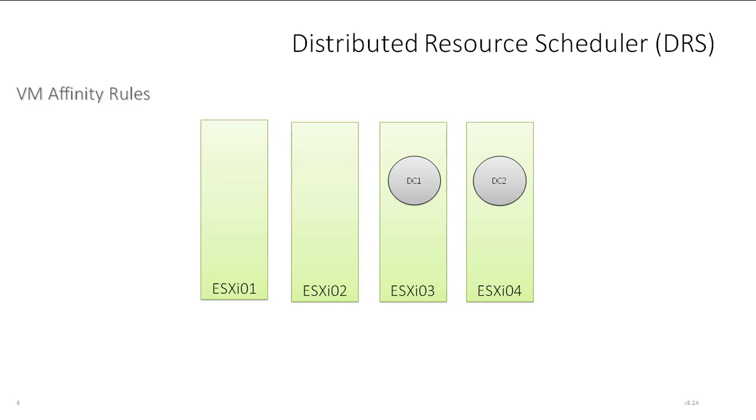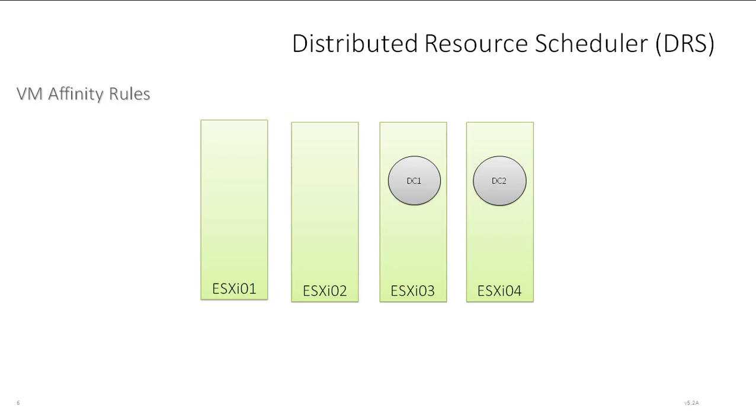In this video, I'll explain DRS virtual machine and group affinity rules. When we enable DRS on a cluster of ESXi hosts, we're going to allow DRS to automatically take virtual machines and move them around. And this could potentially create some unexpected results.